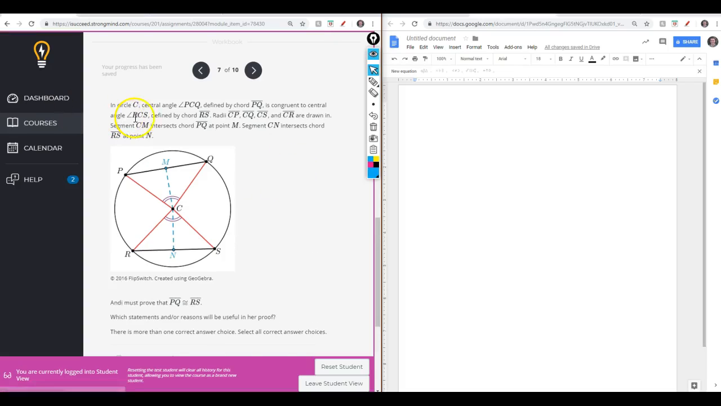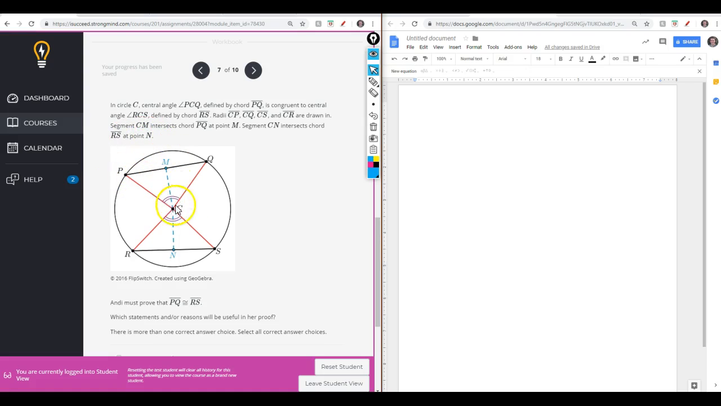Alright, question 7. In circle C, central angle PCQ defined by chord PQ is congruent to central angle RCS defined by chord segment RS. Radii segment CP, segment CQ, segment CS, and segment CR are drawn in. Segment CM intersects chord segment PQ at point M. Segment CN intersects chord segment RS at point N.